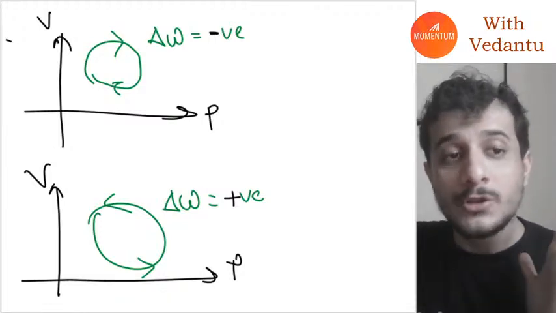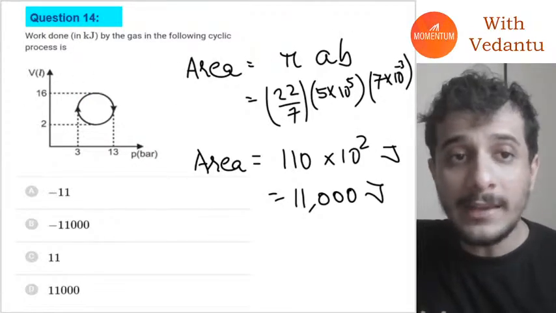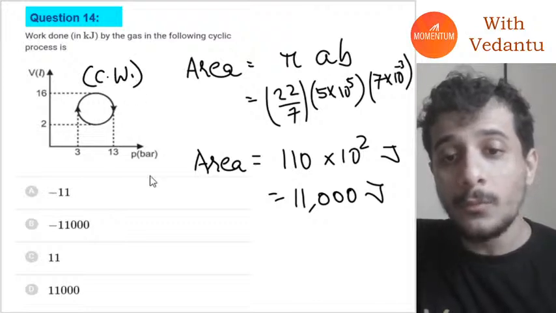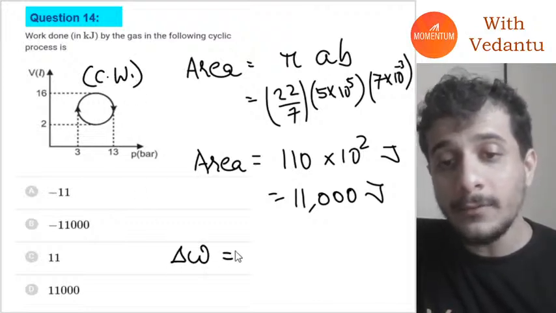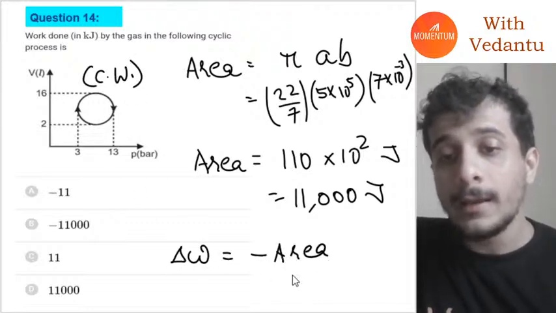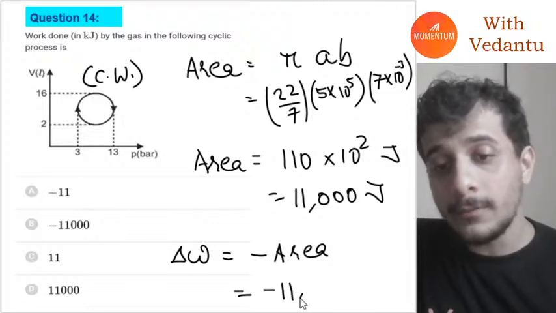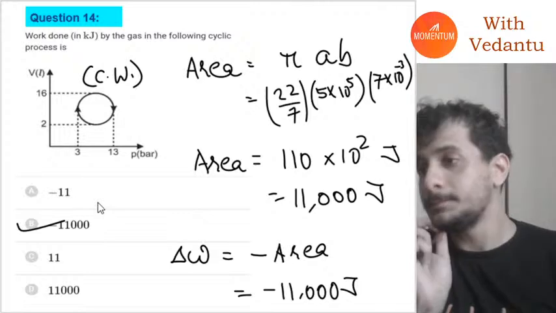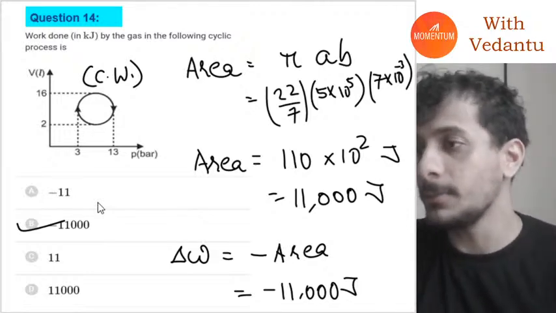Anyways, so here, if you see this, this is a clockwise cycle. So work done will be negative of the area. And that will be equal to negative 11,000 joules. So the correct answer is option B. Correct answer is option B.